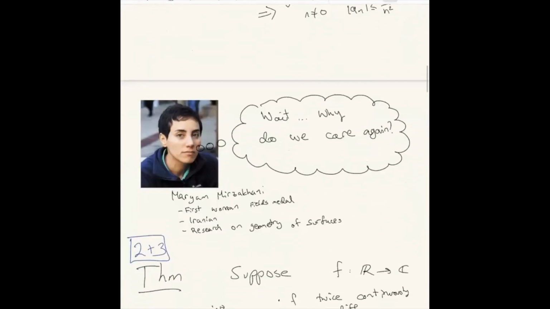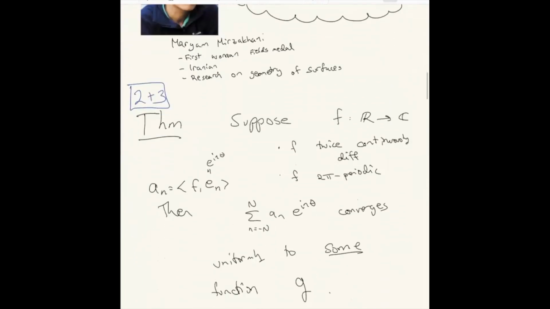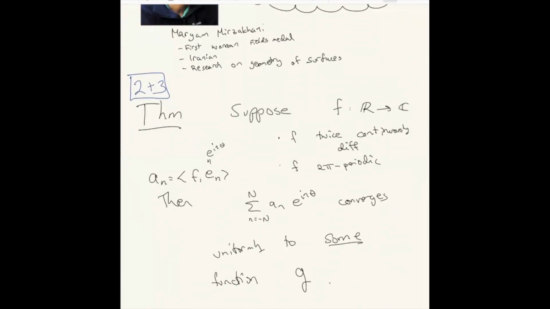Well, why do we care about this again? What we get from 2 plus 3 is that if we define the coefficients in that fashion, which was motivated by part 1, and f is twice continuously differentiable and 2 pi periodic, then the sequence of partial sums of this converges uniformly to some function g. So it's converging uniformly by part 3, which has the estimates for the bounds. Part 2 gives you the uniform convergence using the Weierstrass M-test. So it converges to some function g.